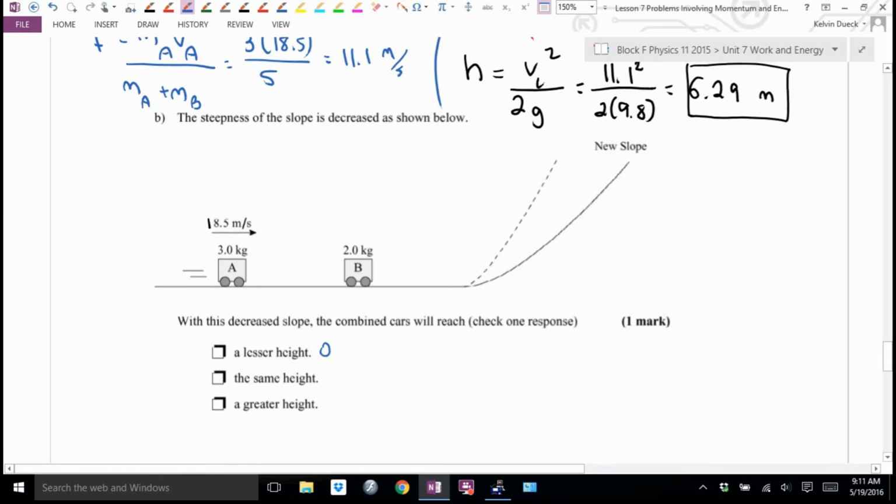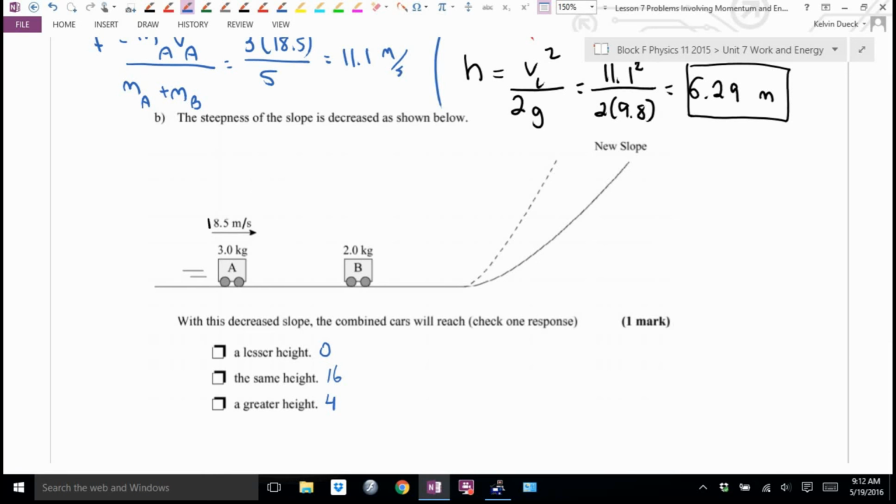Who says same height? 1, 2, 3, 4, 5, 6, 7, 8, 9, 10, 11, 12, 13, 14, 15, 16. Who says even higher because it's not as steep? 1, 2, 3. Is that a 4 over here? Some of you didn't vote. Convince me. You can answer this.